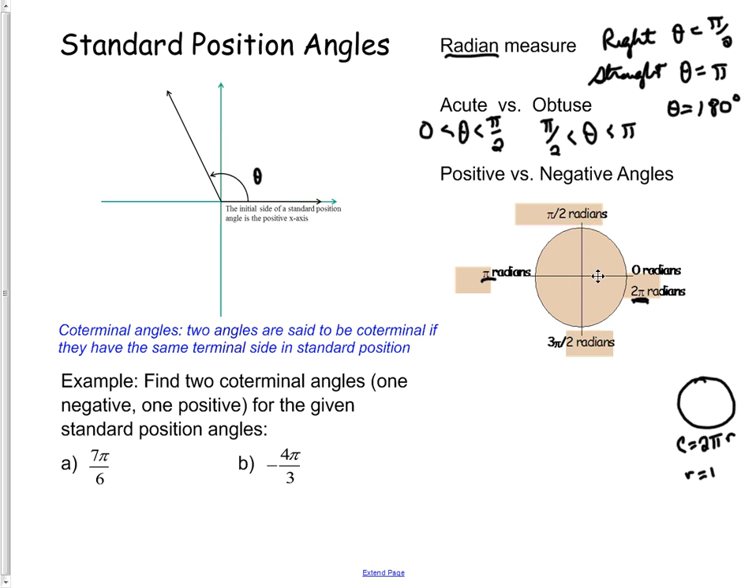Positive and negative angles work the same way. If we rotate in the counterclockwise direction, we get a positive angle. If we rotate in the clockwise direction, we get a negative angle, a negative rotation.